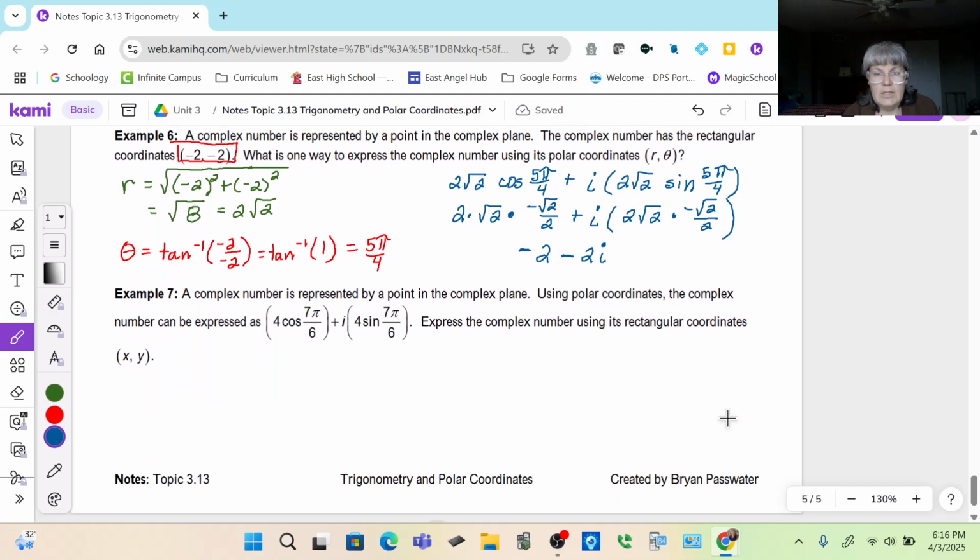And then we have in example 7, where we're going to identify the x and the y values. We're just going to, again, simplify within these expressions. So to find x, that's going to be 4 times the cosine of 7 pi over 6, which is going to place us in the third quadrant. That's going to be a negative root 3 over 2. The 2 will cancel with the 4, so x ends up simplifying to negative 2 square root of 3.